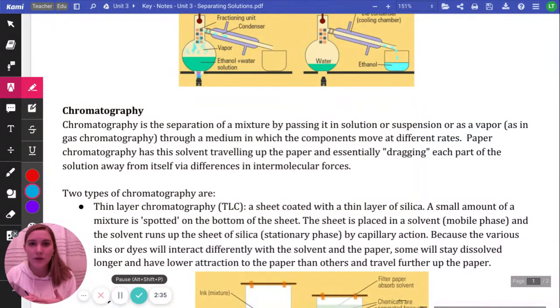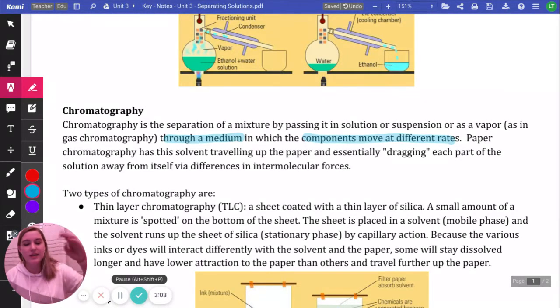Okay, next we have chromatography. And in chromatography, it's separation of a mixture, and it can be a solution, a suspension, a vapor, and it's passing through a medium in which the components are going to move at different rates. So we say medium because it can be lots of different things, but the most common one is definitely paper chromatography. So paper chromatography has our solvent, and it travels up the paper, and it essentially drags the solution with it, and the distance it travels depends on differences in intermolecular forces.